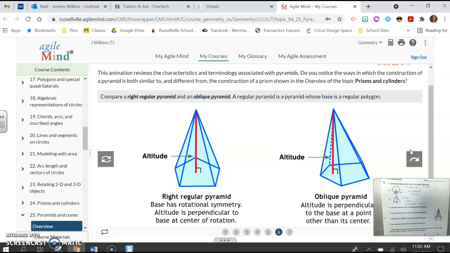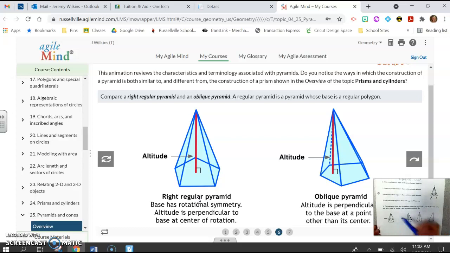We have different types of pyramids. We have right regular pyramids. So a right regular pyramid means that the vertex is centered over the center of the polygon. You can see that, and we're going to add this to your notes, and we're going to come back to 2 through 5. So we're going to put that this is a right regular pyramid.